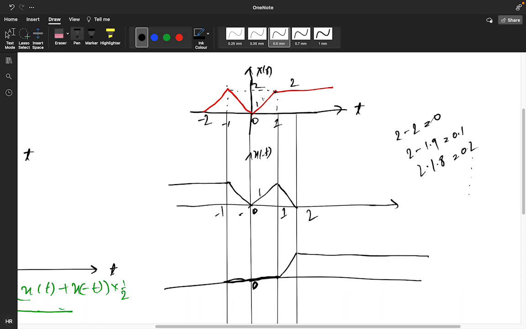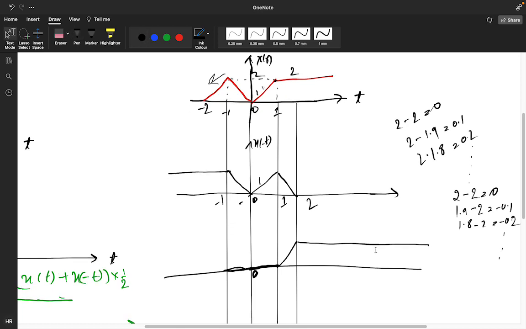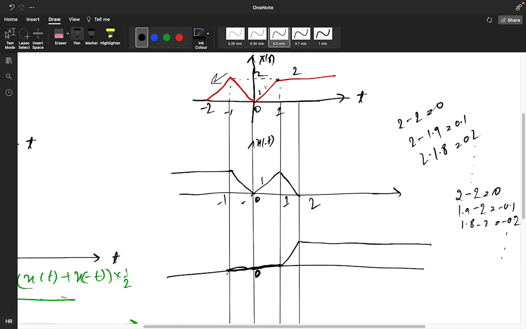So assume this is 2, this is 1, this value is getting decreased: 1.9, 1.8, 1.7, 1.6, like that it is getting decreased. But here you have the constant parameter, that is 2. So what you are doing, first you are doing subtraction: 2 minus 2, you are getting 0. Then 1.9 minus 2, you are getting minus 0.1. Then 1.8 minus 2, then you are getting minus 0.2. So this thing is happening. So your value is getting downward like this.